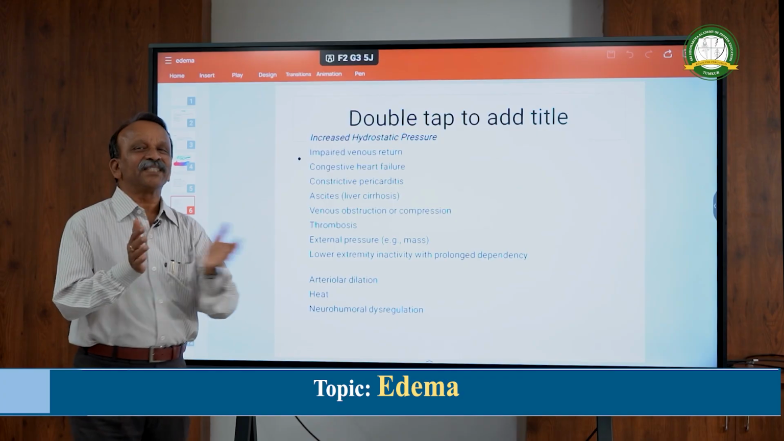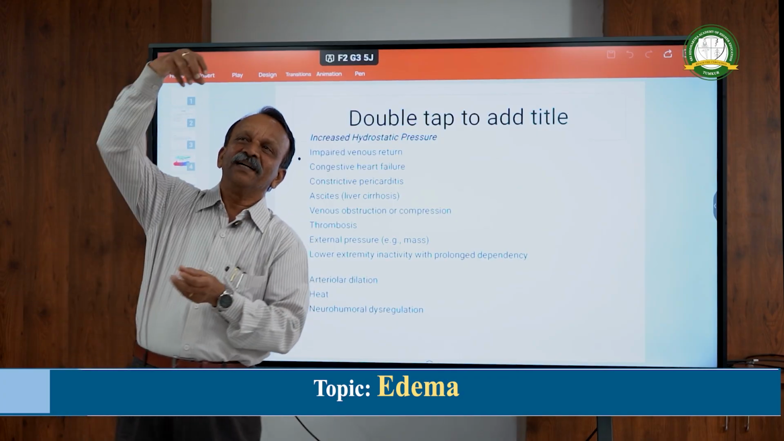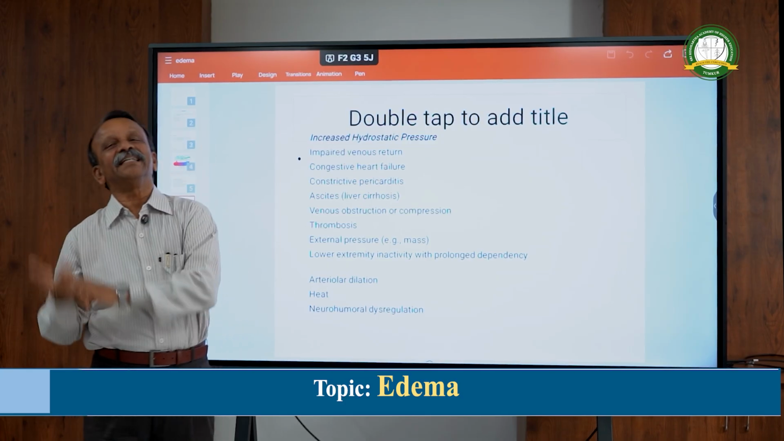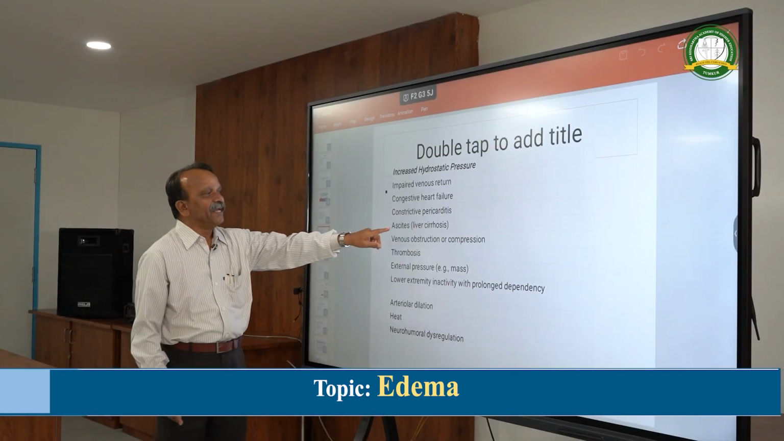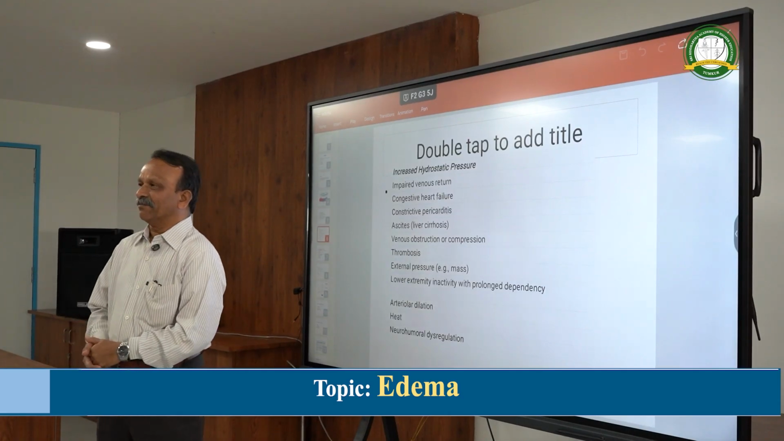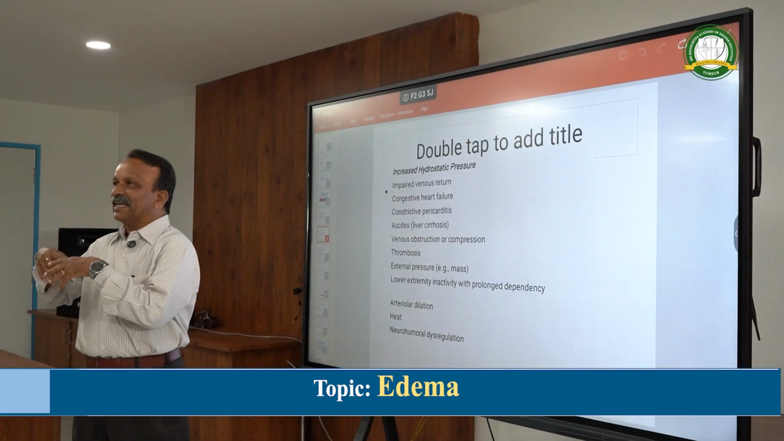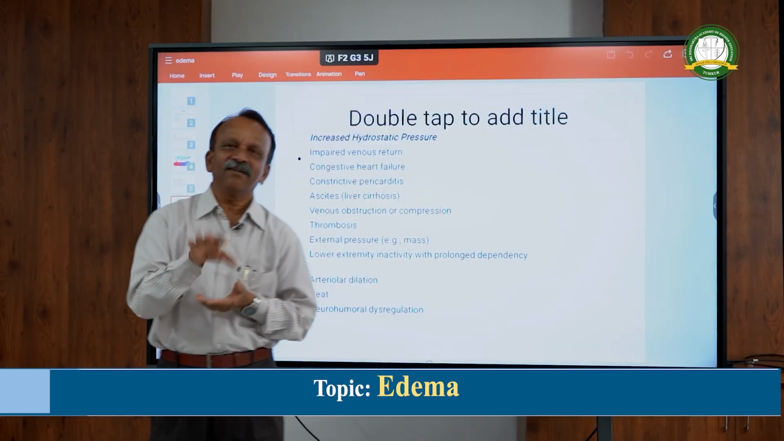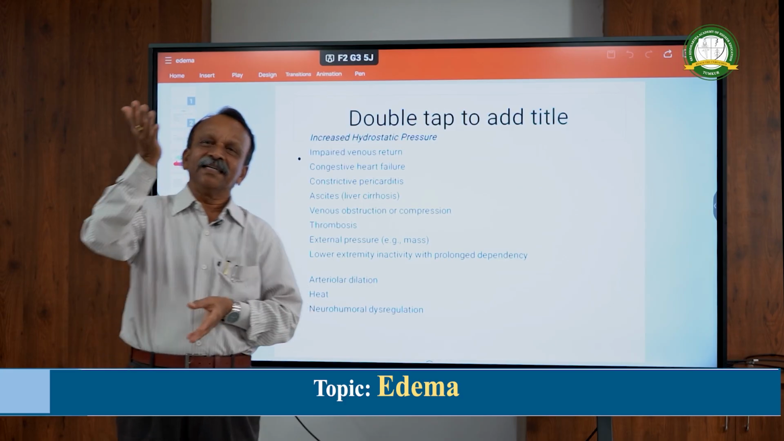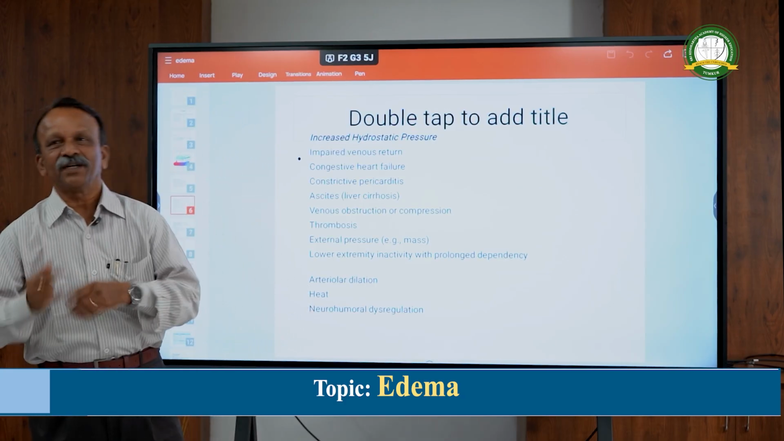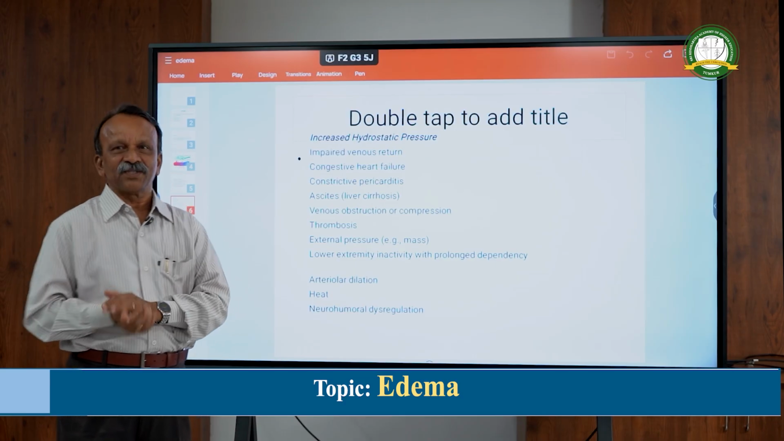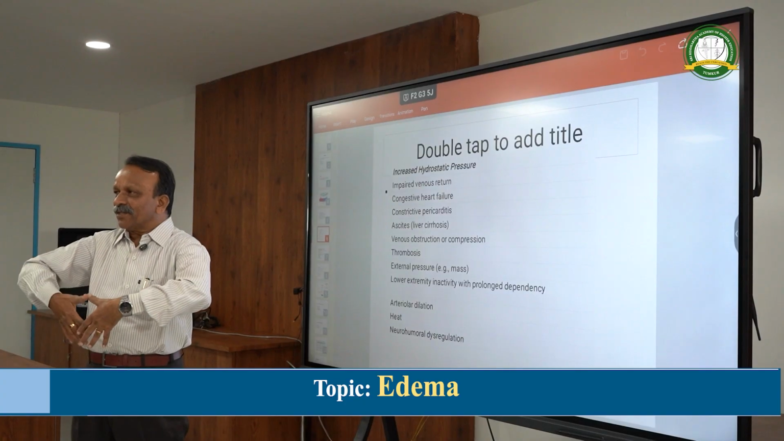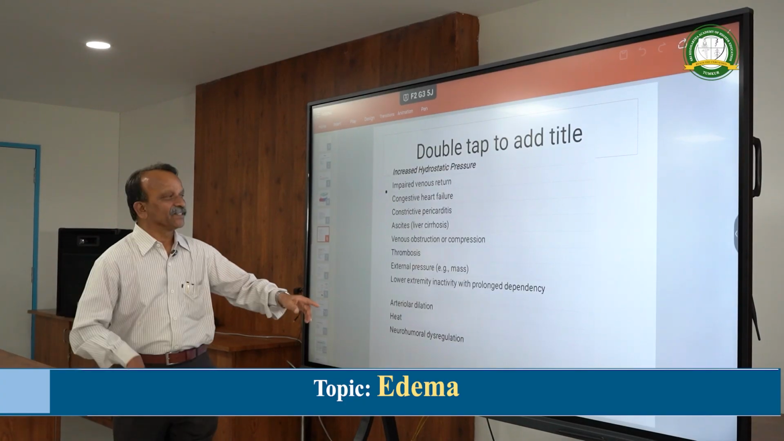Then the next one is constrictive pericarditis. Here also there will be a decrease in the filling of blood into the heart, resulting in decreased cardiac output and edema. And then the next one is cirrhosis of the liver. Cirrhosis is one of the disorders of the liver where the liver is converted into nodules. Once it is converted into nodules, there will be a rise in the pressure in the hepatic vessels. This results in a rise in the hydrostatic pressure, resulting in accumulation of fluid in the abdominal cavity, that is ascites.